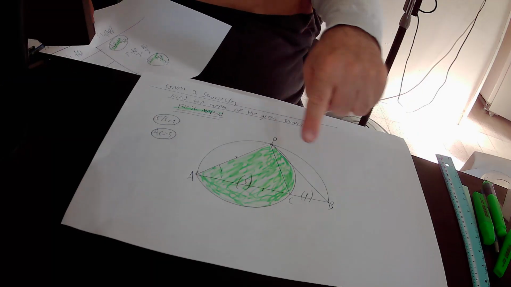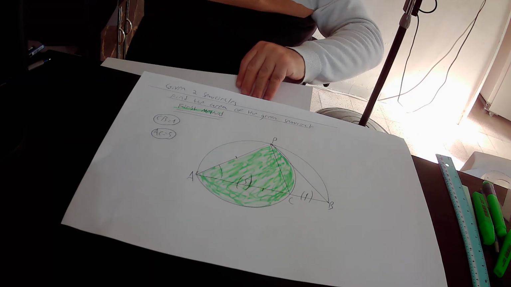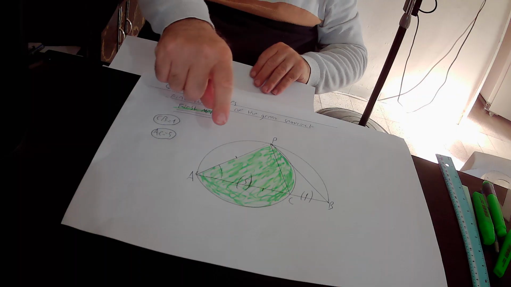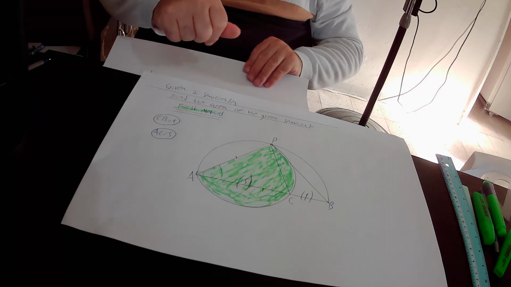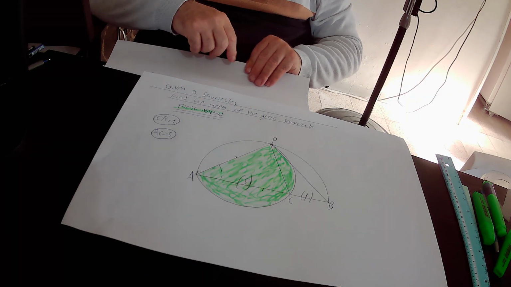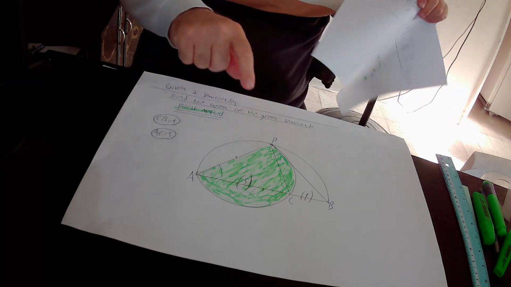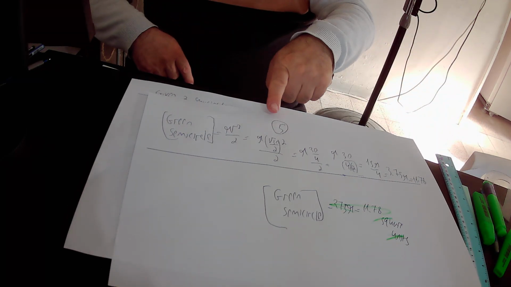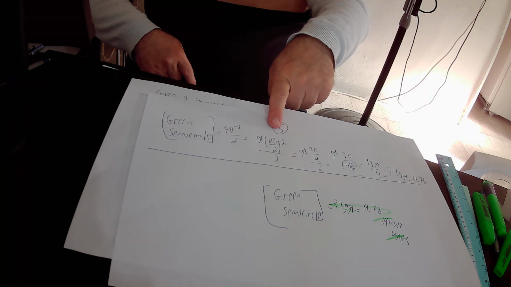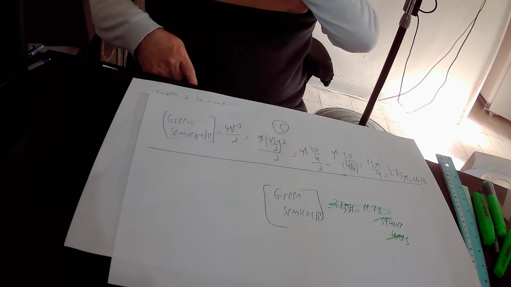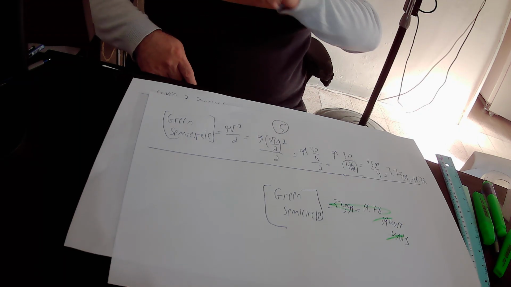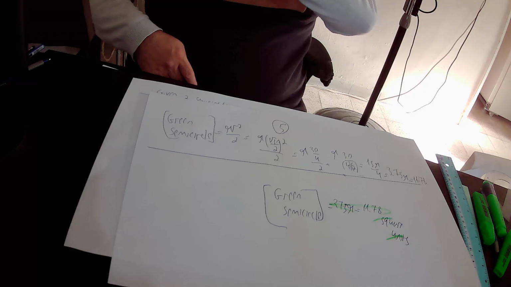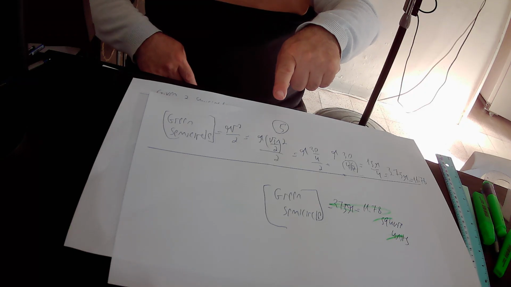Our mission is to find the area of this green semicircle. The area of this green semicircle equals pi r squared over 2. Repeat again, the area of this green semicircle equals pi r squared over 2. So it is pi, r is equal to square root of 30 over 2, therefore r squared is equal to square root of 30 over 2, squared, divided by 2.